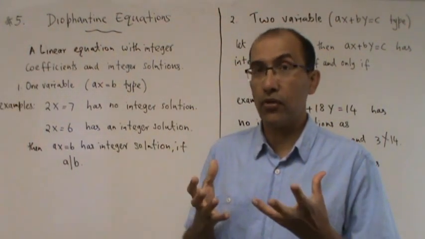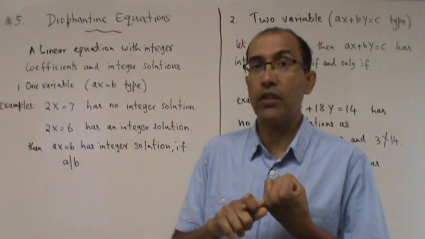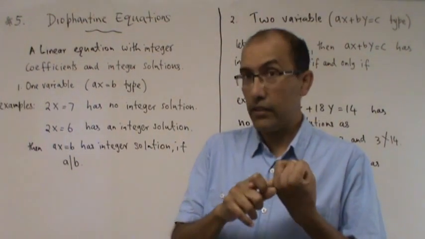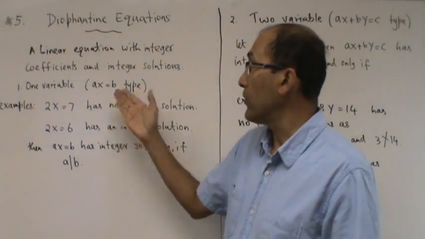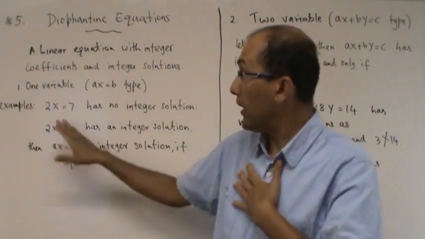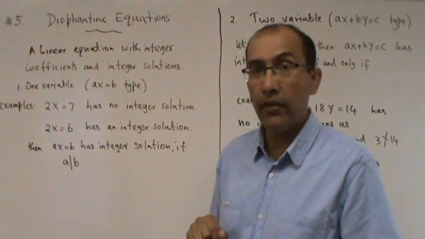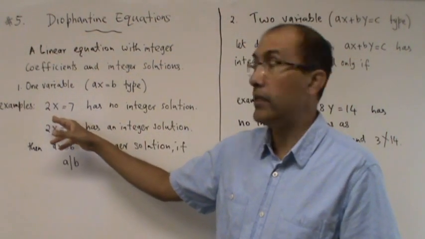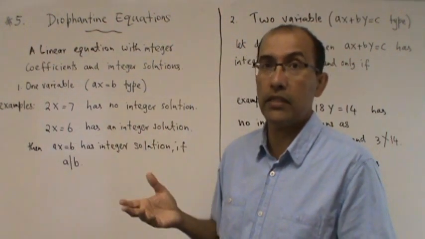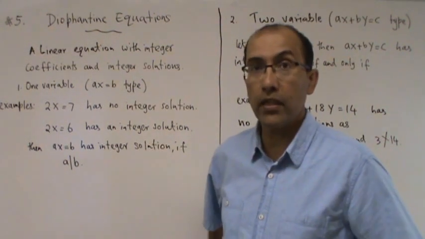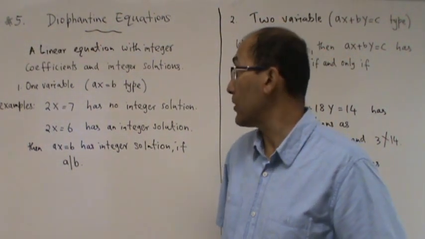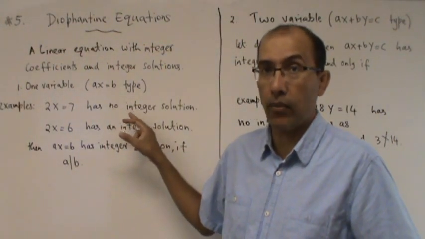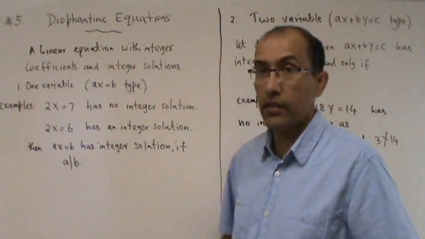So we want to try to solve an equation that has integer coefficients, and the only solutions we are interested in are integer solutions. So the first type, the easy one, is one variable, ax equals b type. Now you can see, if I have an example here, 2x equals 7 has no integer solution. The only solution is 3.5, and that's not an integer. So there is no integer solutions to this equation. Whereas this has an integer solution.